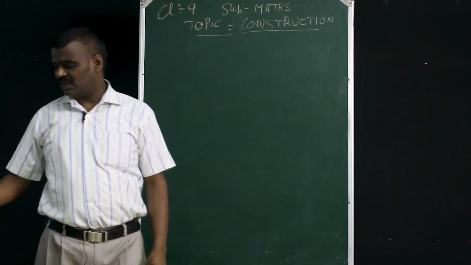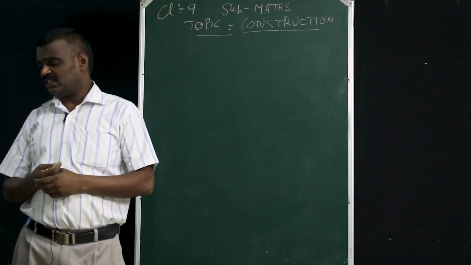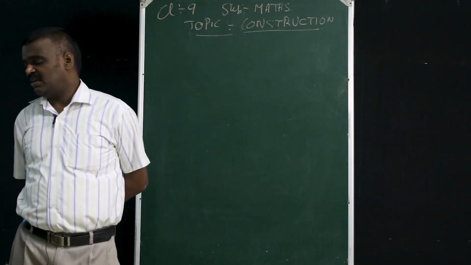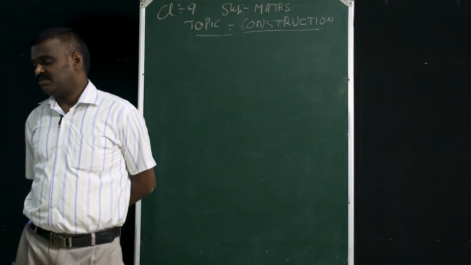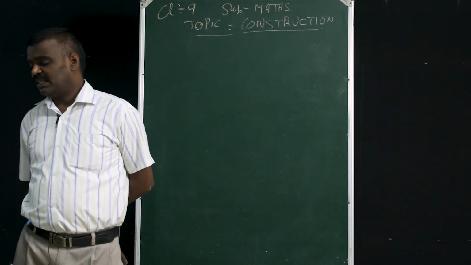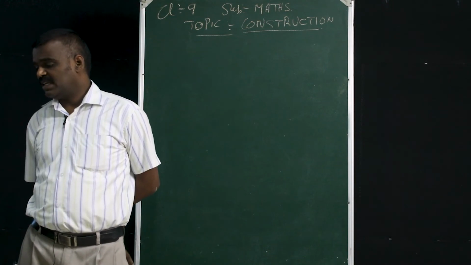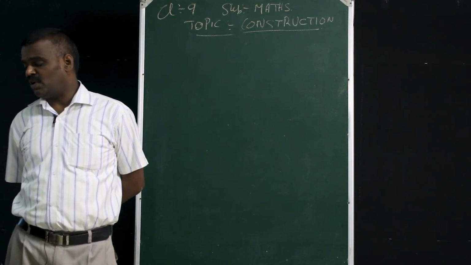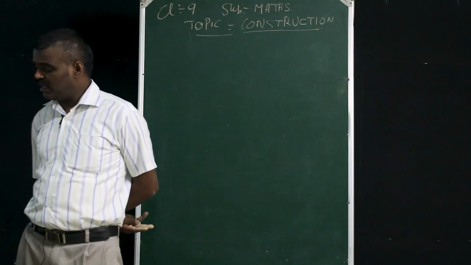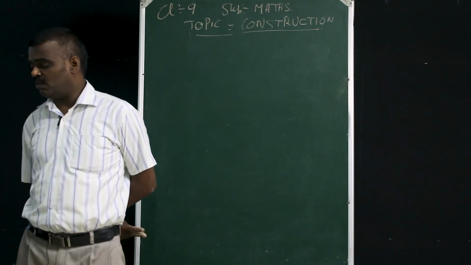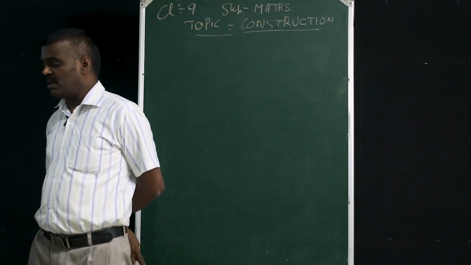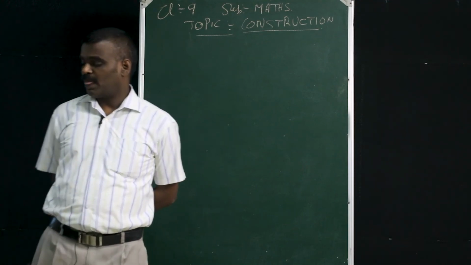Exercise 9.11.1, construction. Question 1: construct an angle of 90 degrees. That's what we already learned. Question 2: construct an angle of 45 degrees. Already we learned. Next, construct angles of the following measurements: 30 degrees, we learned. 22.5 degrees, we learned. 15 degrees, we learned.